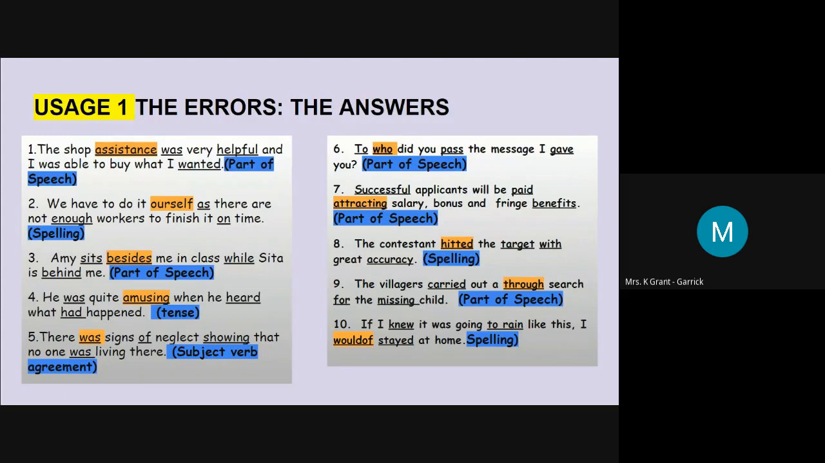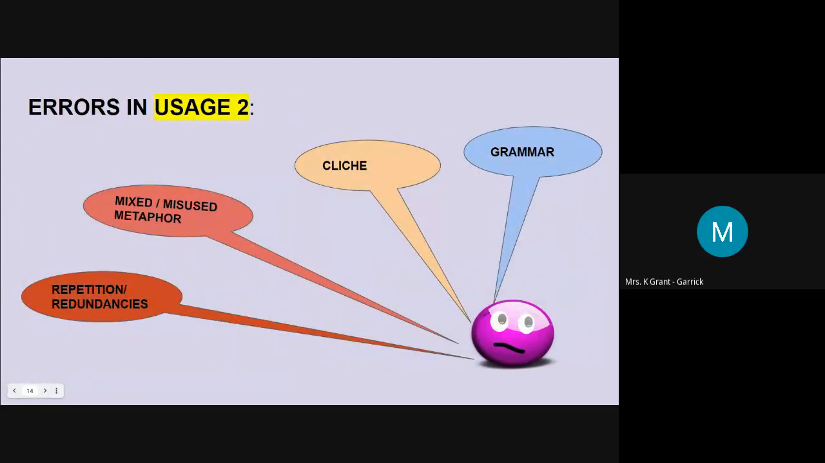So that could give you some idea as to how we go. CXC loves to use item number 10, the one that we normally say in Jamaica: "If I knew it was going to rain like this, I would of stay at home." They love to use this one. All these are CSEC collected items, by the way. So it should have been "I would have stayed at home." But they love to use that one.